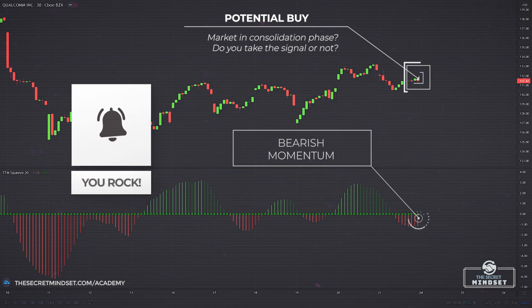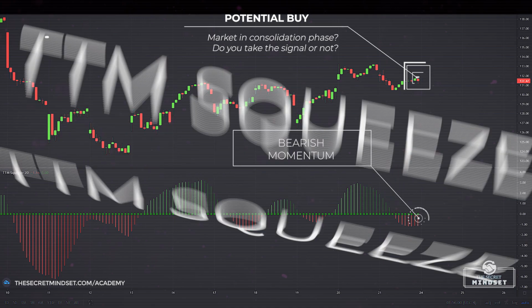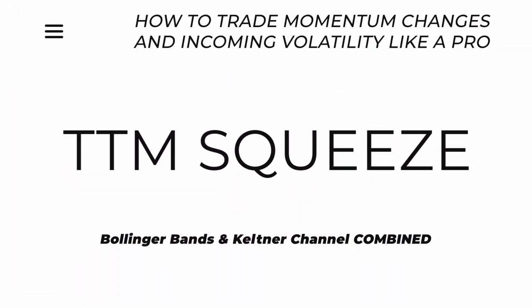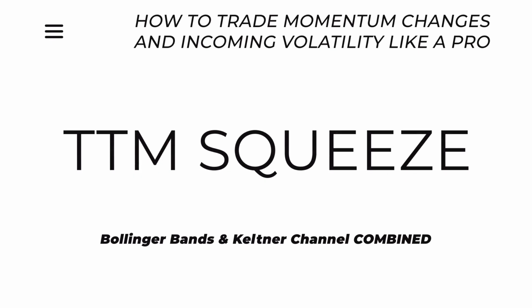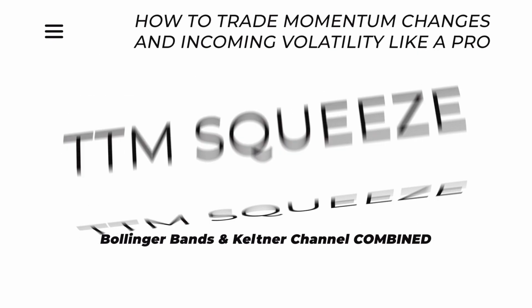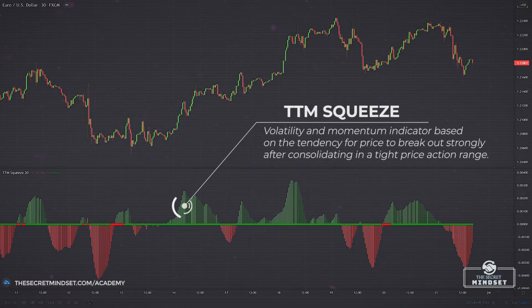Luckily for us, there's an interesting tool that can help to detect when such a switch from consolidation to trend might be near. In today's video, we'll discuss the TTM Squeeze indicator, and I will share how to use it and how to trade with it to find the best setups. TTM Squeeze is a volatility and momentum indicator, which is based on the tendency for price to break out strongly after consolidating in a small price action range.